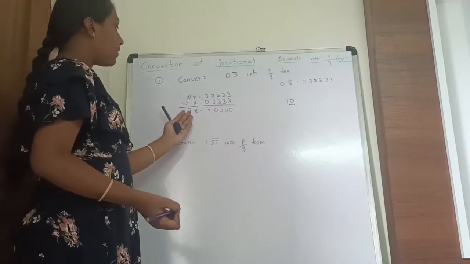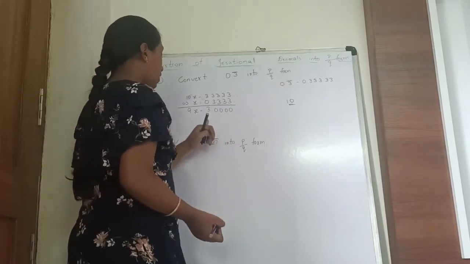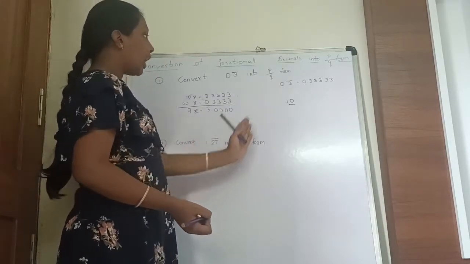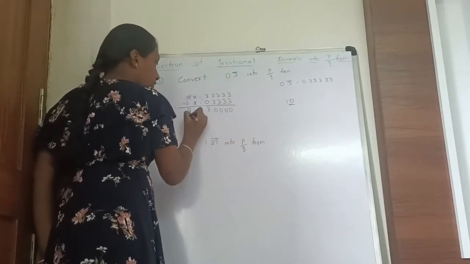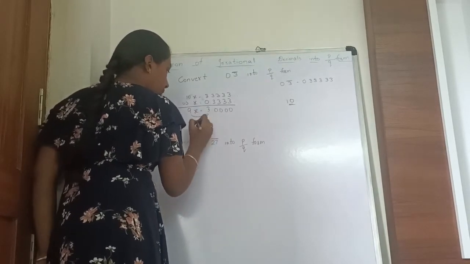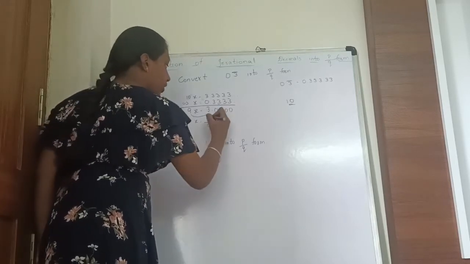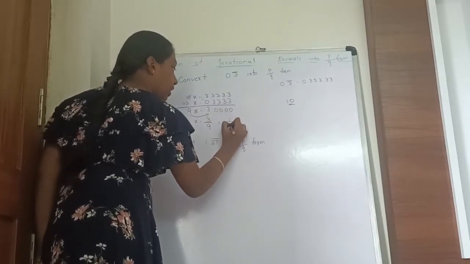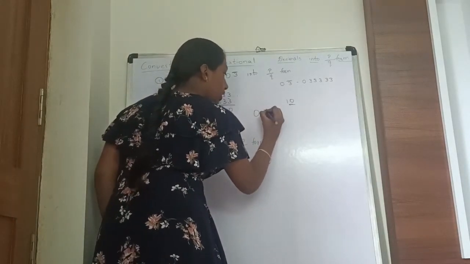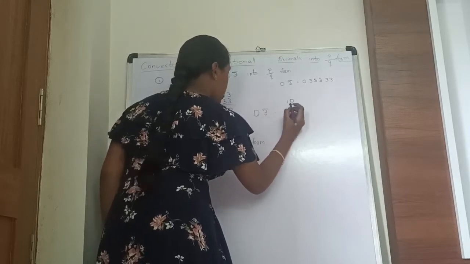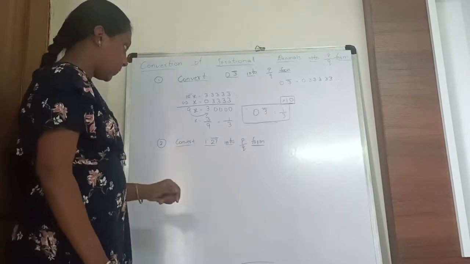Now we have a standard form, and we got rid of the decimal points. But how do we convert it into p by q form? Just the transposition method. If we take the 9 to this side, it becomes x equals 3 by 9, and we can also say 1 by 3. So 0.3 bar equals 1 by 3. Alright, now let us move to the second question.